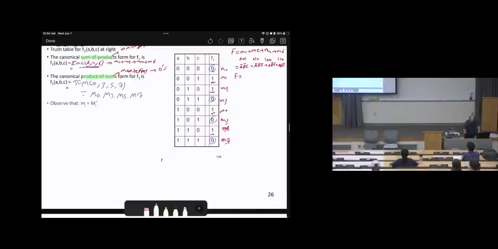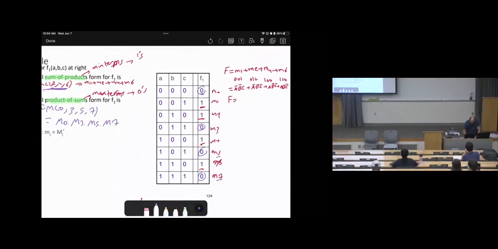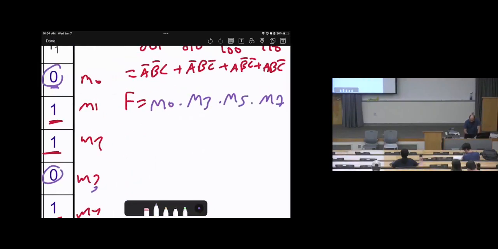So how do we simplify it? I'm going to simplify it here in terms of maxterms. As I mentioned, let me write it as M0 times M3 times M5 times M7. Now, how do we represent this? M0 is equivalent to 0, 0, 0. M3 is equivalent to 0, 1, 1. M5 is equivalent to 1, 0, 1. And M7 is 1, 1, 1. Now, in terms of maxterms, make sure that the 0 will give us the non-bar, while 1 will give us bar.